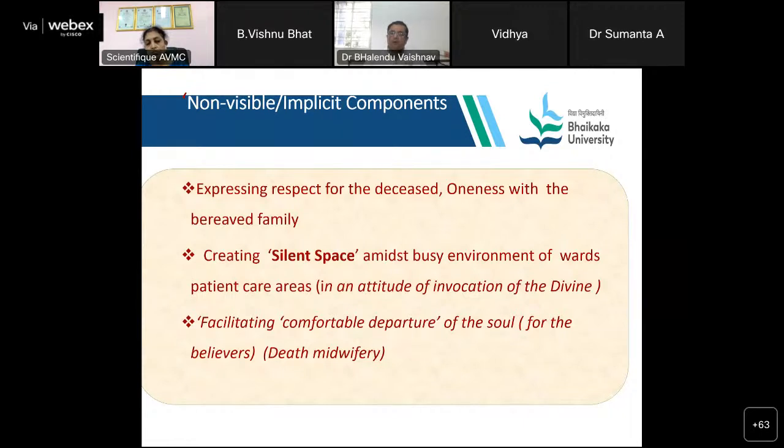But all religions believe that the soul leaves the body, and if it is living, there has to be a departure. So when a child is born in the family, it is with full joy. It's a celebration. There is appropriate respect for the moment of birth.